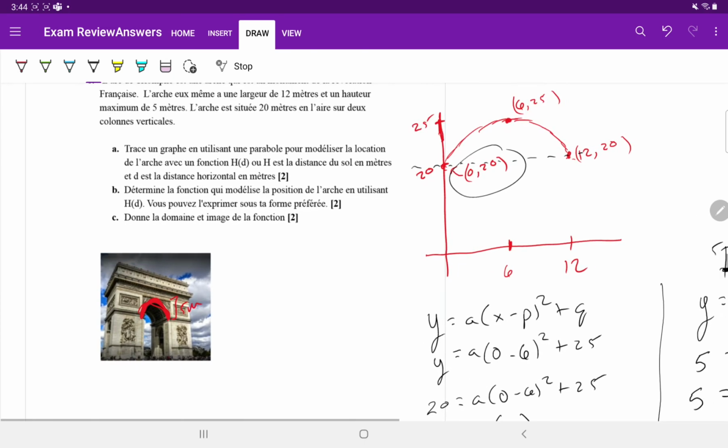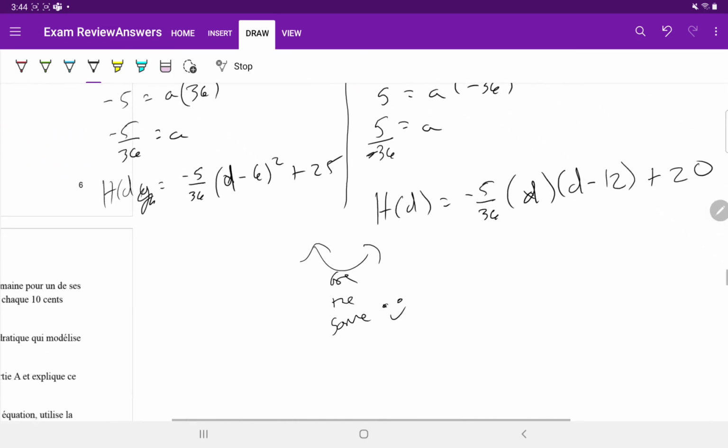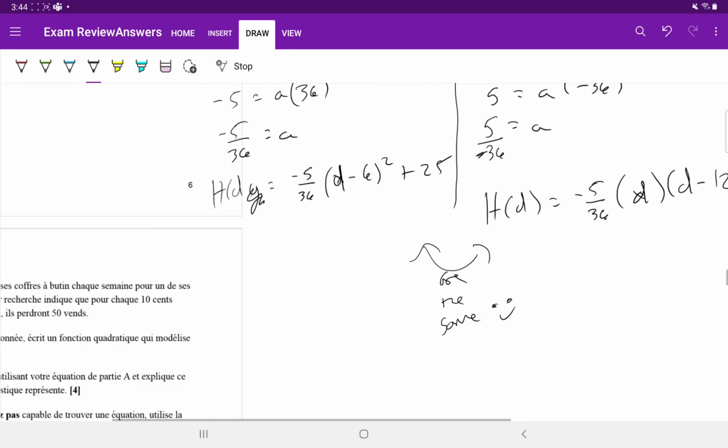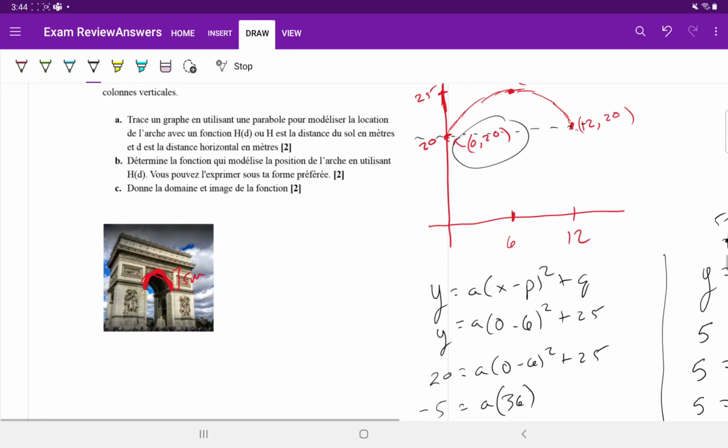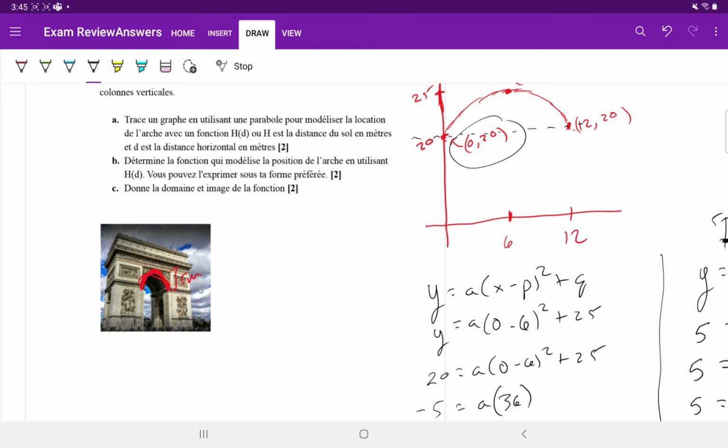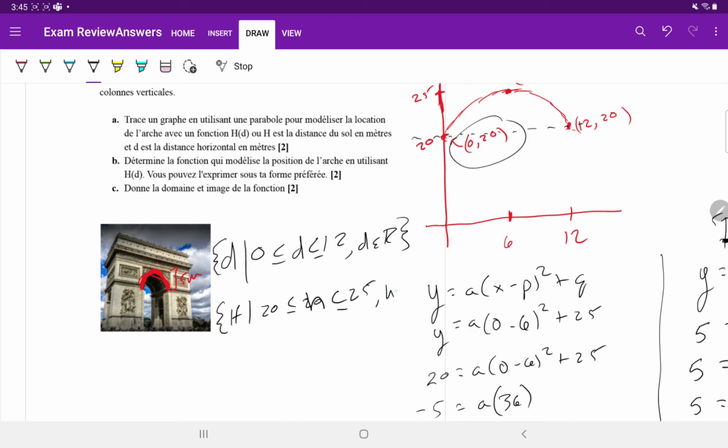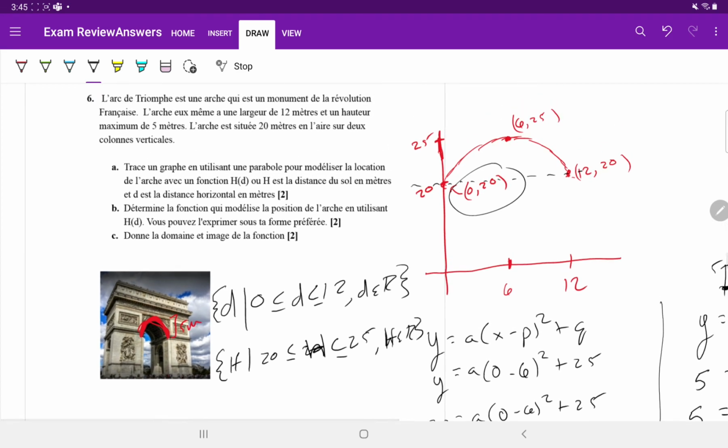Then I'm willing to bet we need to determine the domain and range. It doesn't matter which one we're using, they're going to have the same domain and range, because the function only models the arch itself, and once we get outside that domain, it's not valid. So I would say d, on the condition that d is less than or equal to 12 and greater than or equal to 0, and of course it can be a real number. And my h variable is greater than or equal to 20 and less than or equal to 25, and of course h is a real number. I should be consistent: these are capitals here. And that would be that question.